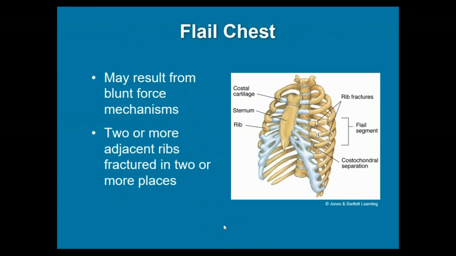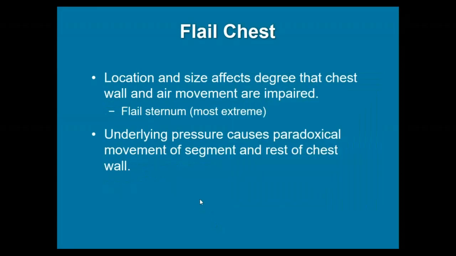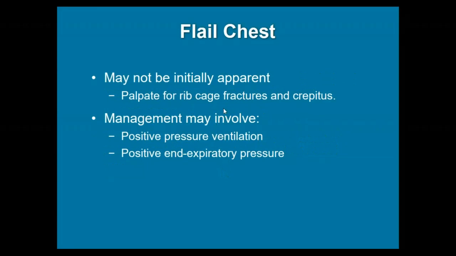Okay, flail chest: 2 or more contiguous ribs fractured in 2 or more places. Flail sternum is much more severe. Break that sternum into 3 or more pieces, and that's a major change in pain and in the integrity of the chest as a whole. That's going to really impair your patient's tidal volume. And the pressure that it takes to fracture a sternum or cause a flail chest may cause significant damage to the organs in the thoracic cavity.